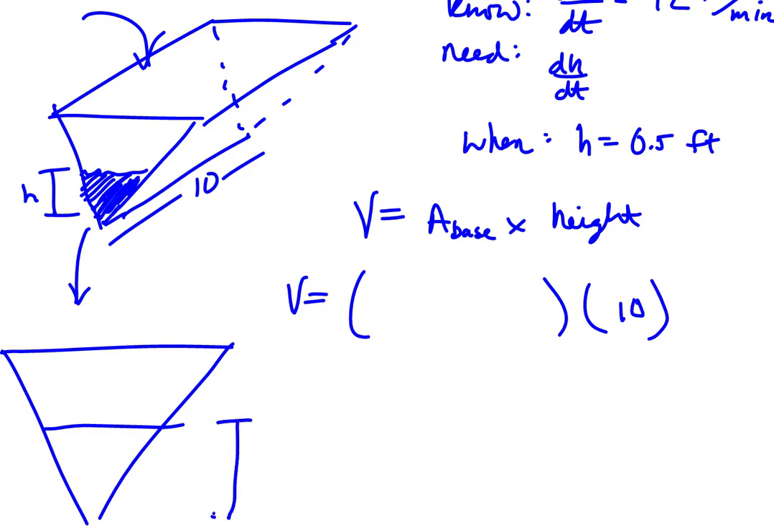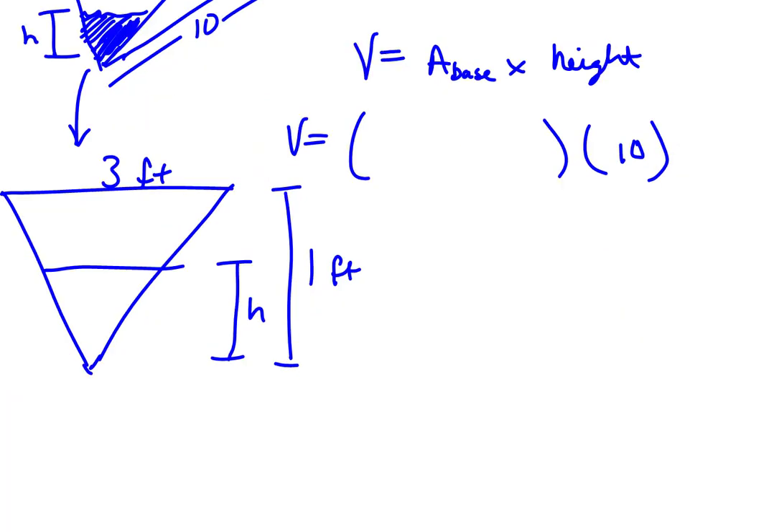Now we've already labeled the height from the bottom of this trough to that water level as h. We were also given in the problem above that the entire height of the whole trough, not just the water, but the whole trough, is 1 foot. And we were given that the length across the top was 3 feet. So those aren't negotiable, those were just given in the problem above.